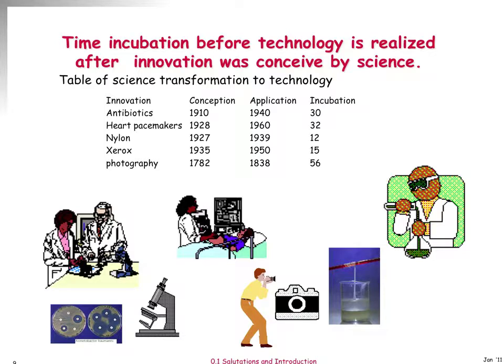Xerox, what would we do without copying machines? Well, that was conceived in 1935. The first copier was made in 1950. And photography was conceived in 1782, and the first camera was invented in 1838. So you can see here that the invention that arises from a scientific discovery can have a variable incubation period.